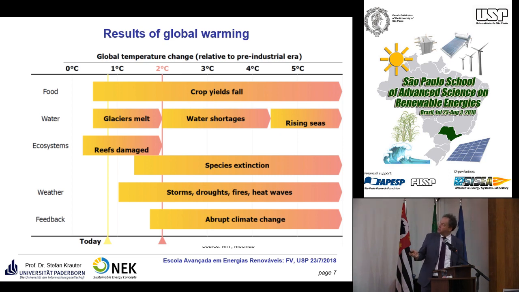Species extinctions we observe over a longer time, also storms, droughts, fires, and heat waves. And as I told you already, there could be abrupt climate change at maybe 2 degrees or at 4 degrees, with rising sea levels and so on. But in general, it's a thing we should avoid.